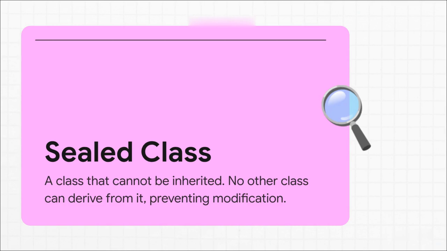A sealed class is way more than just a "do not touch" sign. It literally builds a digital vault around your code. It makes it impossible for any other class to inherit from it, and that guarantees its behavior stays exactly how you designed it. No surprises, no weird overrides. It is locked, stable, and totally secure.